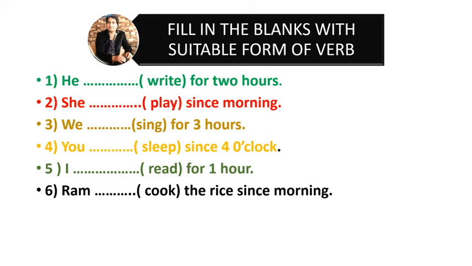In fill in the blanks with a suitable form of the verb, any verb can suit here, but it depends upon the method we have to apply and what kind of use. Here you see it is written clearly: for 2 hours. So 2 hours clearly indicates present perfect continuous tense. So here we have to apply the present perfect continuous method. But I will not solve all of these. I will solve only one example for you: he has been writing for 2 hours. In a similar manner, you can attempt all of these.